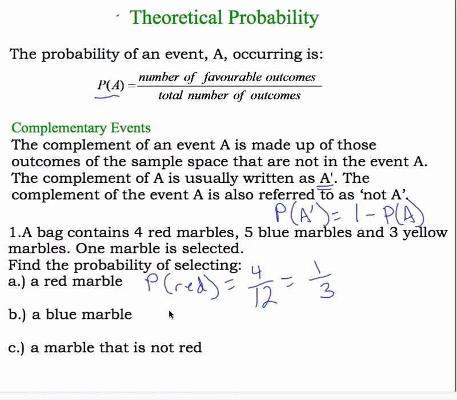Alright, next we have blue marble. We have 5 blue marbles, so it's going to be 5 out of 12, and you cannot simplify that. So the probability of not red, which you could write as probability of not R, well, we already worked out the probability that it's red, and this probability plus the probability of not red should add up to 1, so it needs to be 2/3. Probability not red is 2/3 in this case.